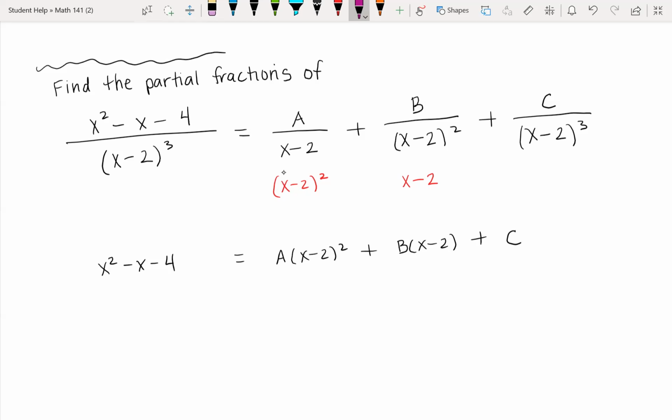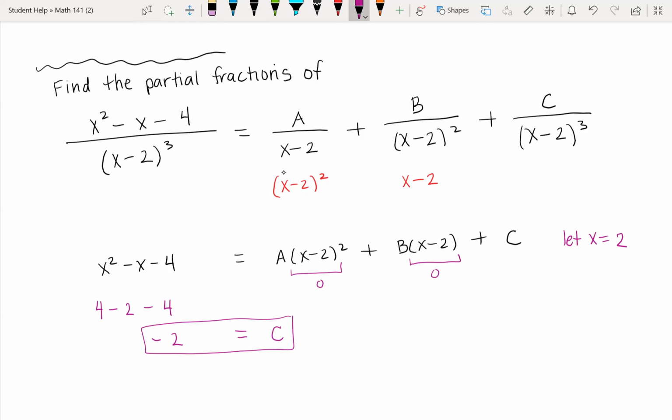So for example, if I let x equal 2, over on the left-hand side, I'm going to have 4 minus 2 minus 4, which is -2. And on the right-hand side, this is going to be 0. This is also going to be 0. So I just have C. It's kind of helpful. I was able to find pretty quickly one of the variables already. C is equal to -2.